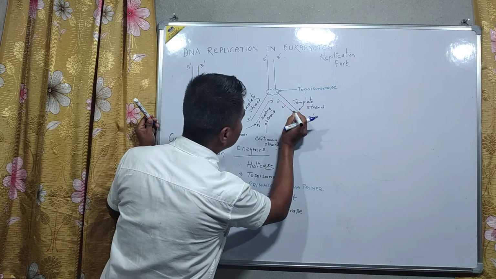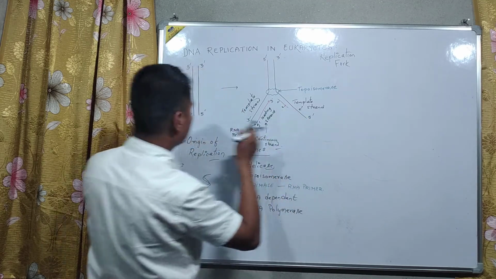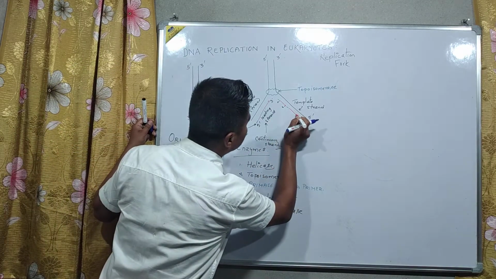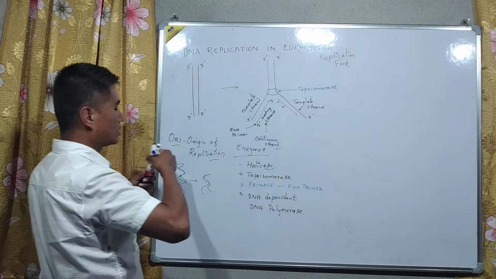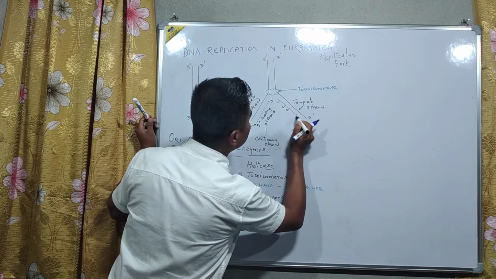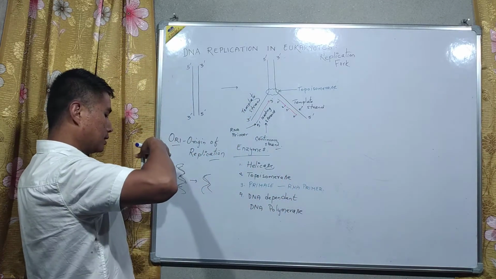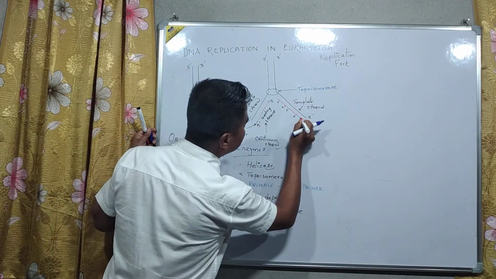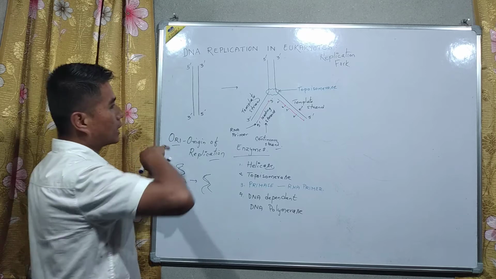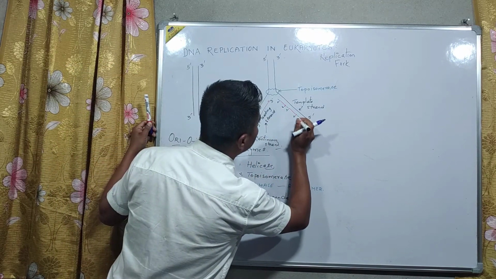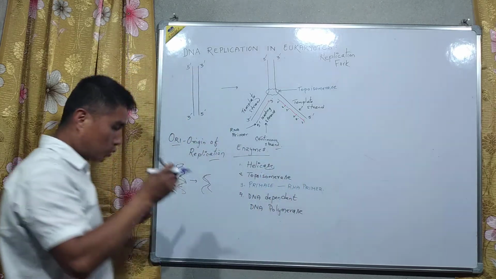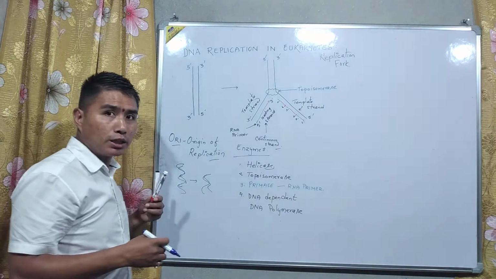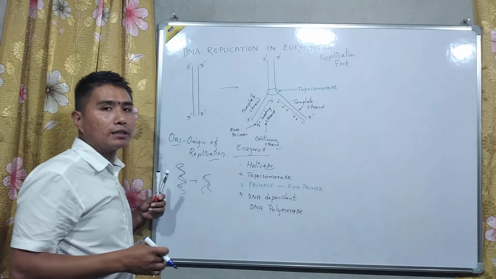Again, the color coding is red, with polarity 5 prime to 3 prime. Again a small section of RNA and then DNA, with the polarity 5 prime to 3 prime. This way small segments of DNA are formed, and a new strand is formed on the opposite side, on the other side.